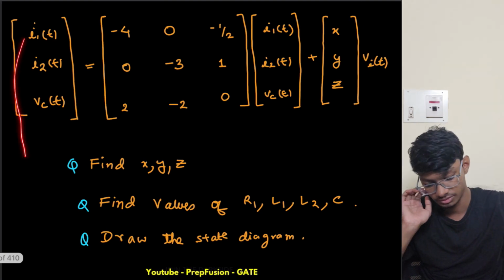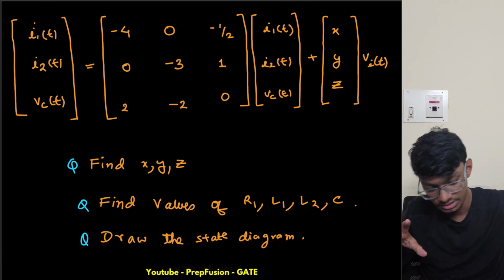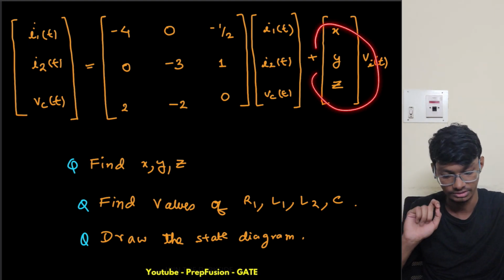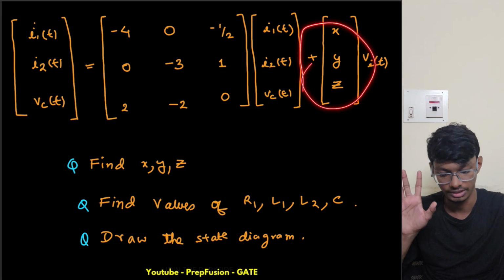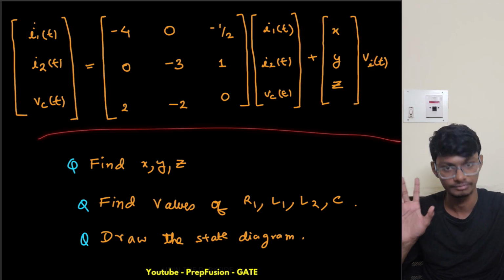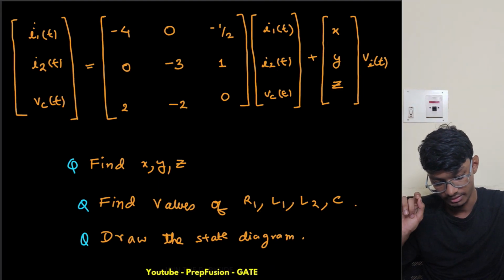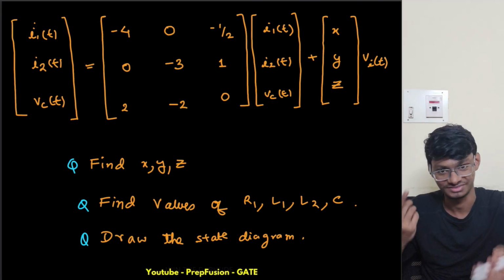But this is the more interesting question. They have given us the state equation. Okay, they have given us a state equation. You have to find the values of x, y, z. Okay, match with that x, y, z. You write the state equation matrix, you match x, y, z, and also write the state. Okay, they have given the state variable, so now the hint is gone.